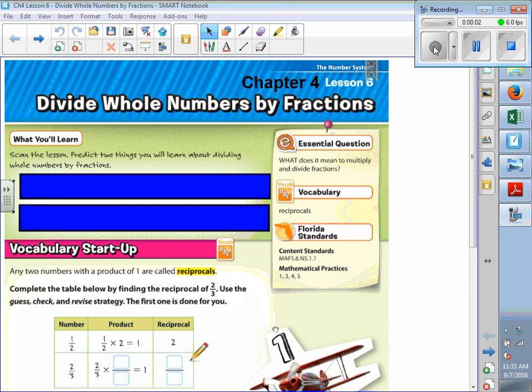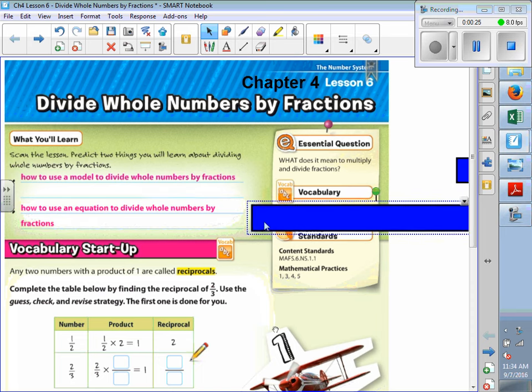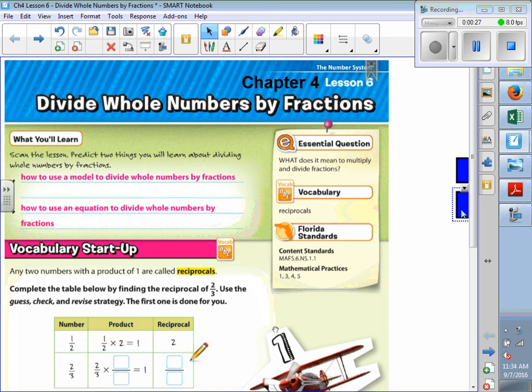Lesson 6 is divide whole numbers by fractions. Okay? So we want to scan the lesson and predict two things that we're going to learn about dividing whole numbers by fractions. So here is what we're going to do today. We're going to learn how to use a model to divide whole numbers by fractions. And we're going to learn how to use an equation to divide whole numbers by fractions. Okay?